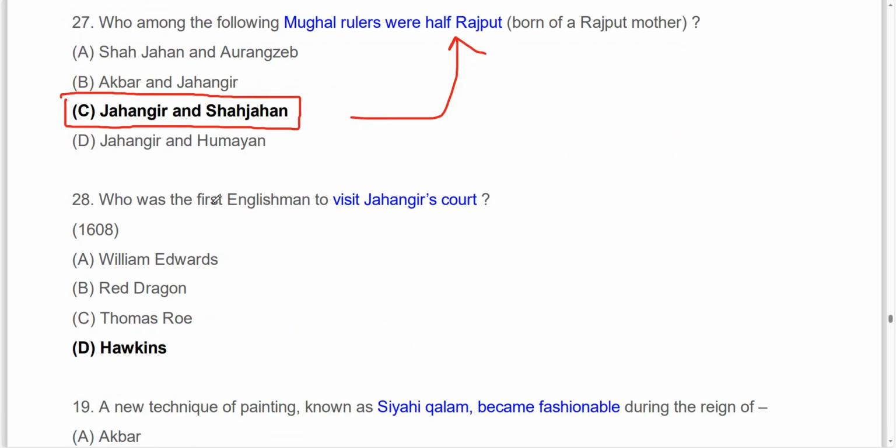Who was the first Englishman to visit Jahangir's court? 1608, Hawkins. William Hawkins is the first Englishman to visit Jahangir's court, in 1608.